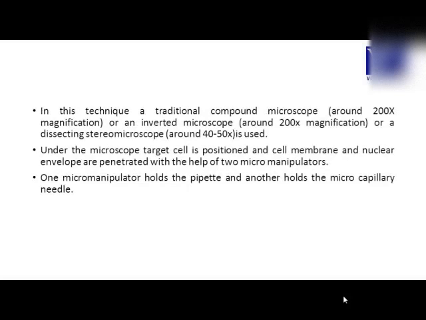In this technique, a traditional compound microscope around 200x magnification, or an inverted microscope around 200x magnification, or a dissecting stereo microscope around 40 to 50x magnification is used. Under the microscope, target cell is positioned and cell membrane and nuclear envelope are penetrated with the help of two micromanipulators. One micromanipulator holds the pipette and another holds the microcapillary needle.